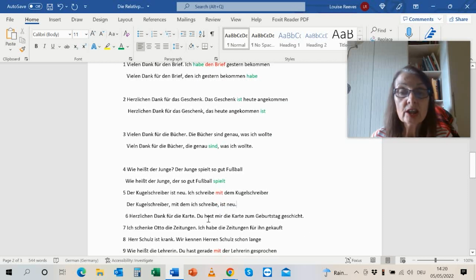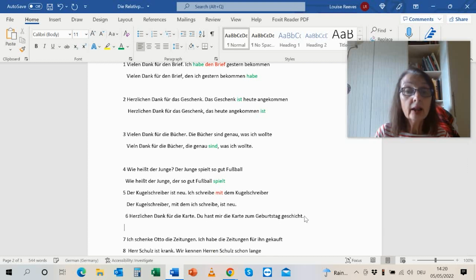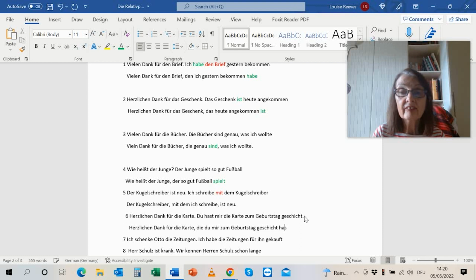Herzlichen Dank für die Geschichte. Du hast mir die Karte zum Geburtstag geschickt. Now, what have I got? Another herzlichen Dank. I love putting these herzlichen Danks somewhere. Herzlichen Dank für die Karte, right? Referring back to die Karte, die du mir zum Geburtstag geschickt hast.